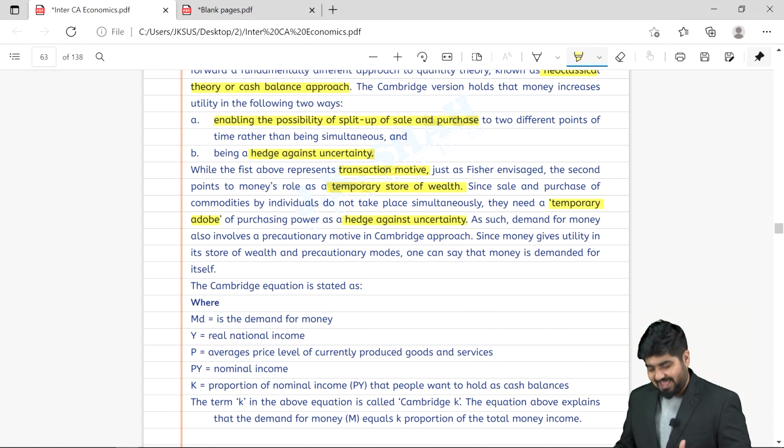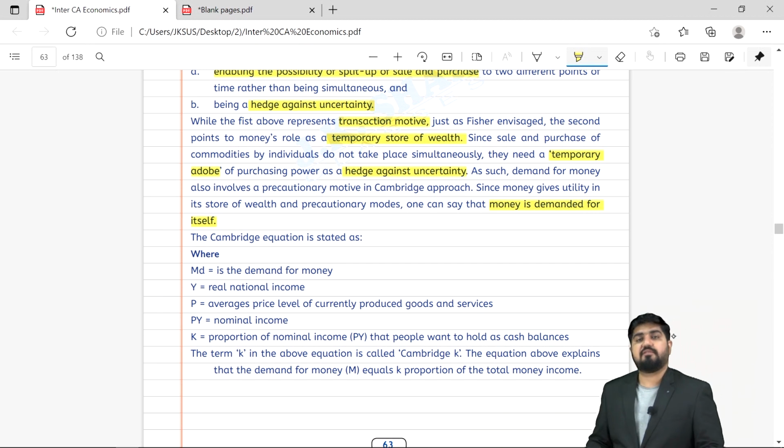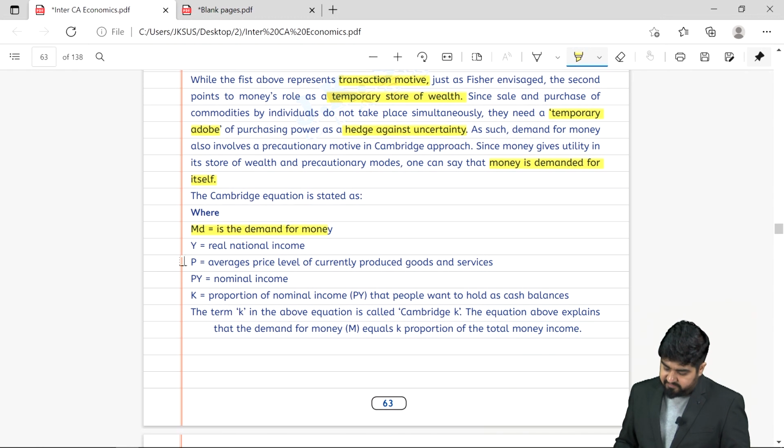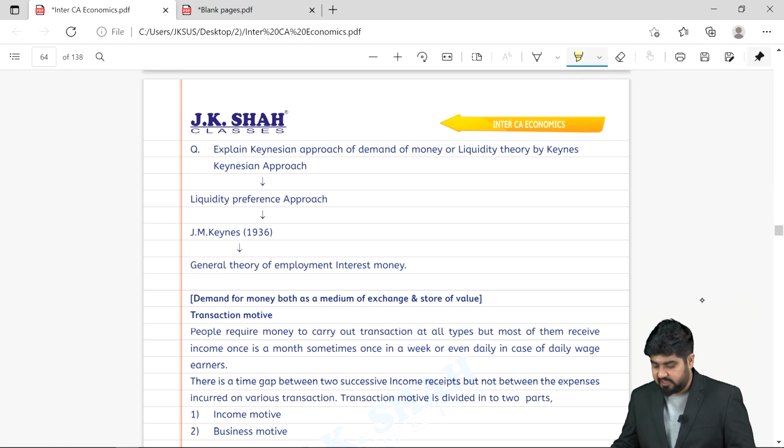Whatever happens, for that, if there is higher level of uncertainty, you will have to hold more amount of cash. The demand for money also involves a precautionary motive in Cambridge approach. Since money gives utility in the store of wealth and precautionary modes, one can say that money is demanded for itself. Important point, money is demanded here for itself, for the future purpose. Now, Cambridge equation is stated as MD is equal to KPY, where MD is demand for money, PY is nominal income, which you need to remember, and K is the proportion. That's it, and it will be done. I hope you are very clear in the second theory.